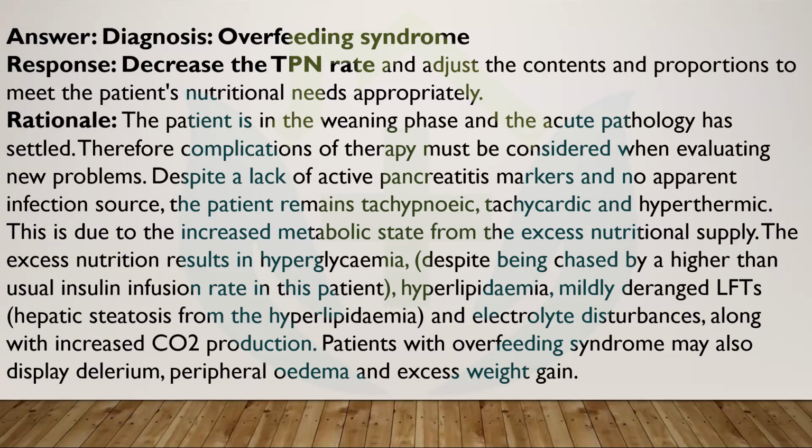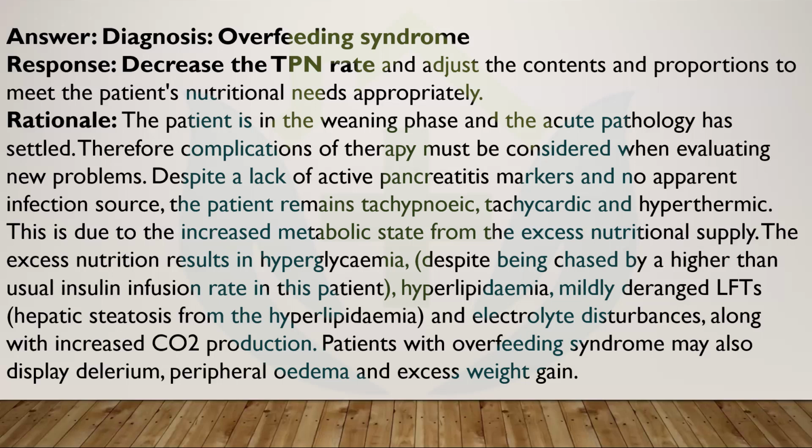Sorry for that. This is an overfeeding syndrome. So response is to decrease the TPN rate and adjust the contents and proportions to meet the patient's nutritional needs appropriately. Rationale here, how could we come to the diagnosis? See, the patient is in the weaning phase and the acute pathology has settled. Therefore, complications of therapy must be considered when evaluating new problems.